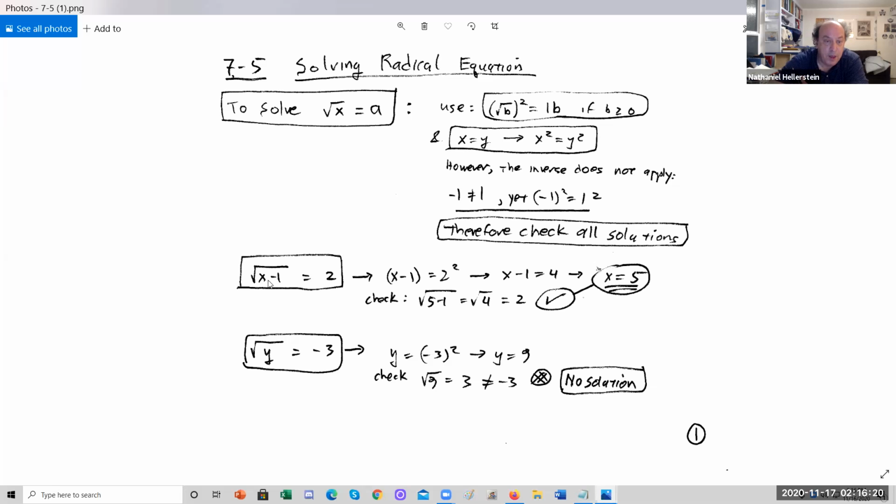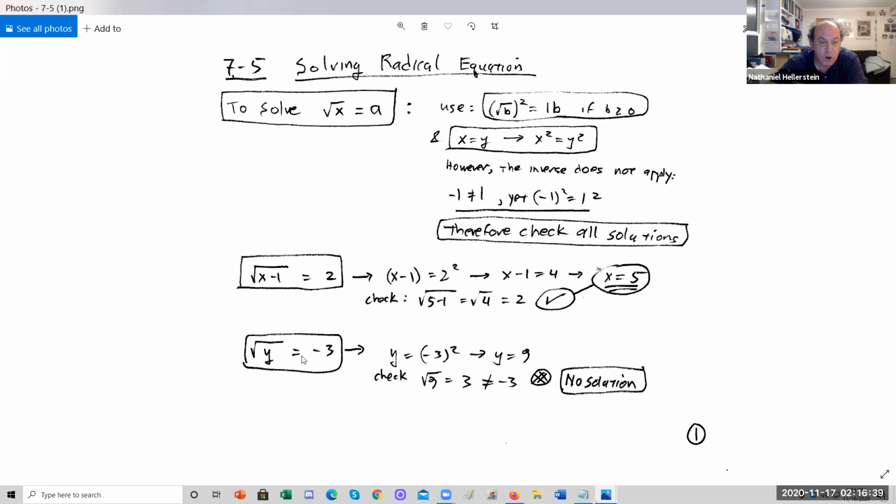So for example, square root of x minus 1 equals 2. Okay, square both sides. X minus 1 equals 2 squared, so x minus 1 equals 4. Add 1 to both sides and get x equals 5. Now, check that. Plug in 5 in here. Root of 5 minus 1 is root 4 equals 2, which checks. So 5 is, in fact, the solution.